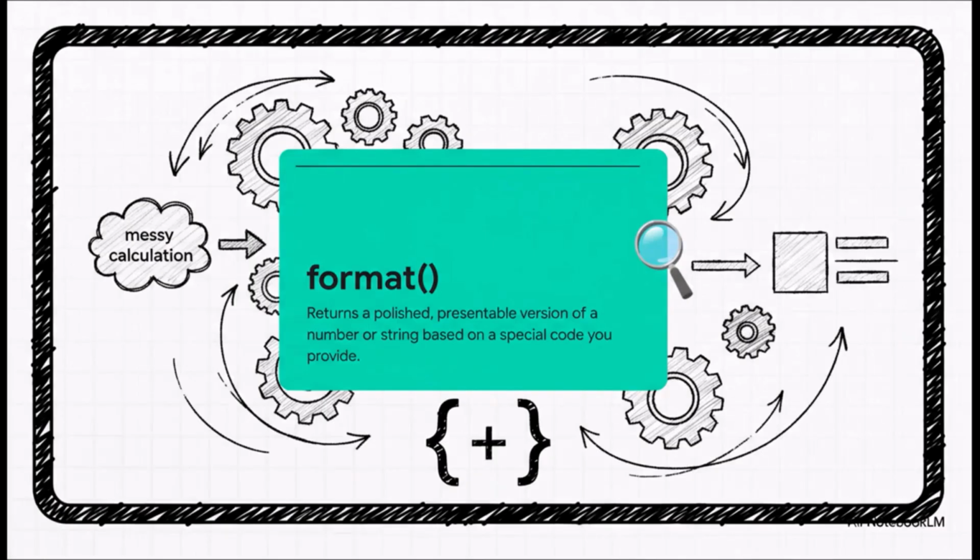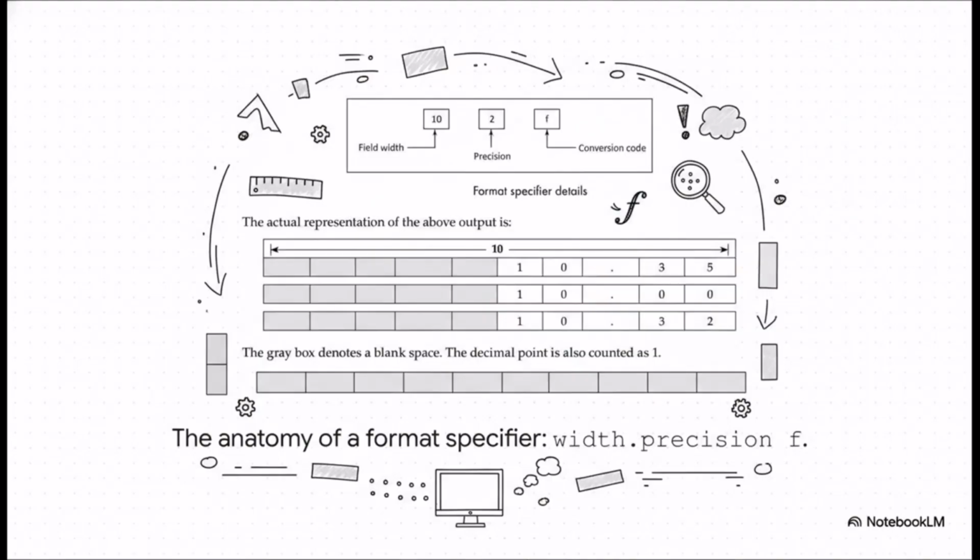To clean this up and make our output shine, we're going to use another one of Python's built-in tools, the format function. It's simple. You give it the thing you want to pretty up, like our messy number, and then you give it a special little code called a format specifier that's basically a set of instructions on how you want it to look. So let's decode the most common specifier you'll use for numbers.